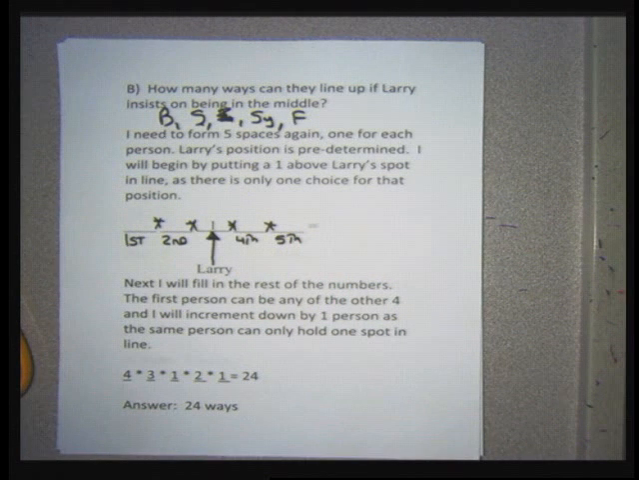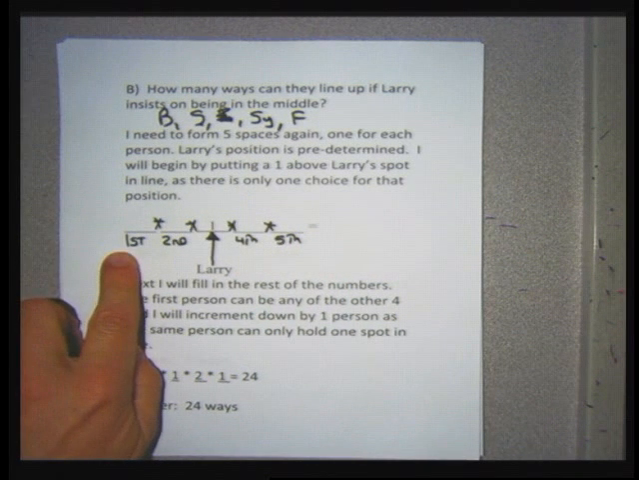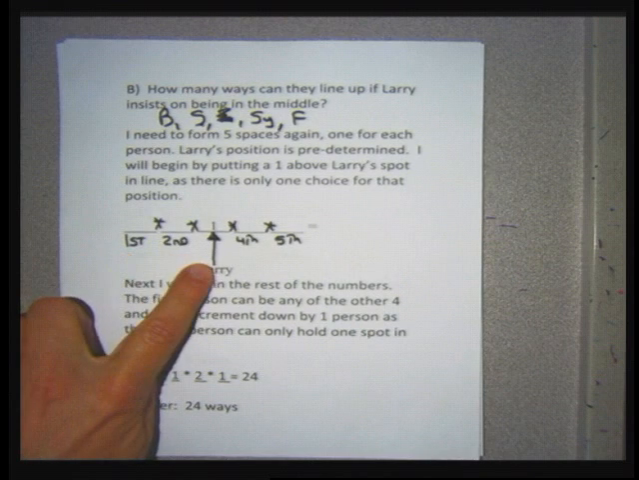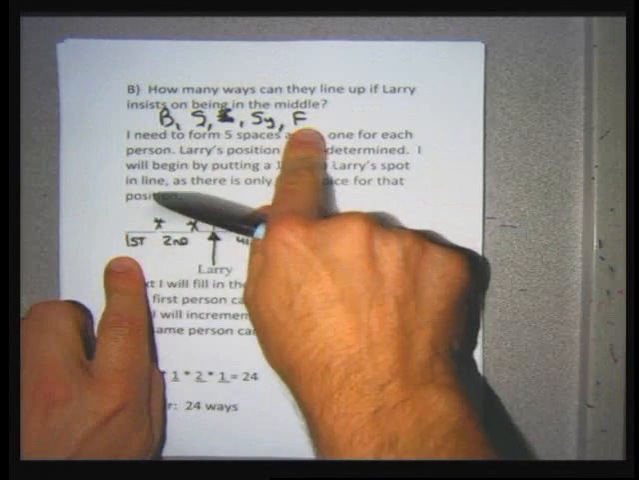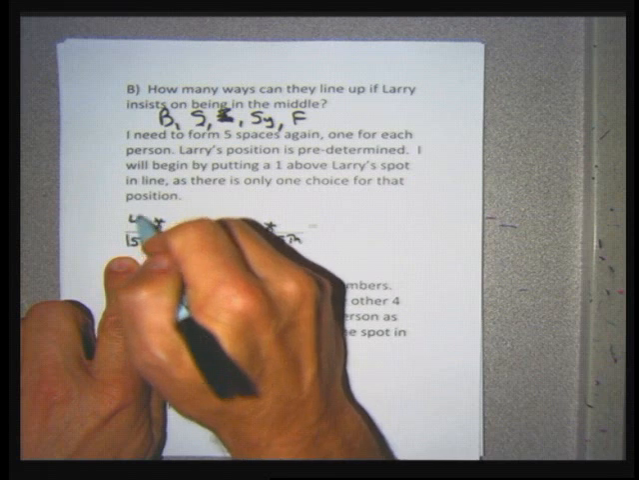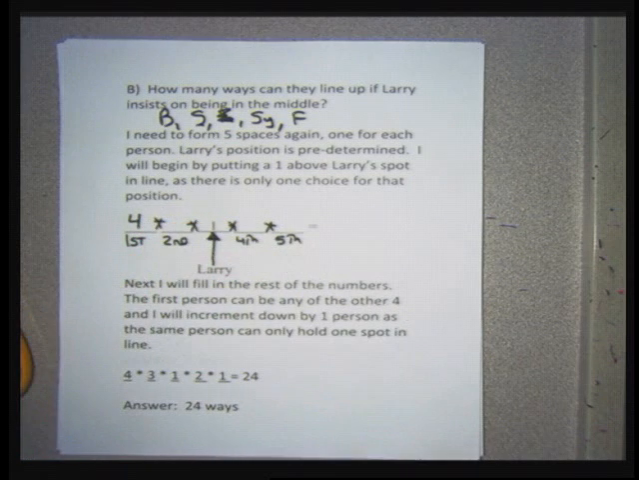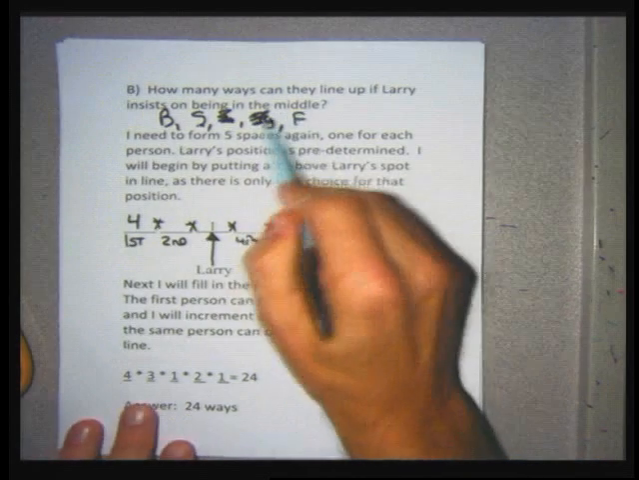So now I go to pick the first person. Larry can't be first because he's already picked the middle spot. So there's 4 people to pick from for the first spot. So I'm going to put a 4 for the first person. It doesn't matter which of the 4 people line up first. They can't line up again.